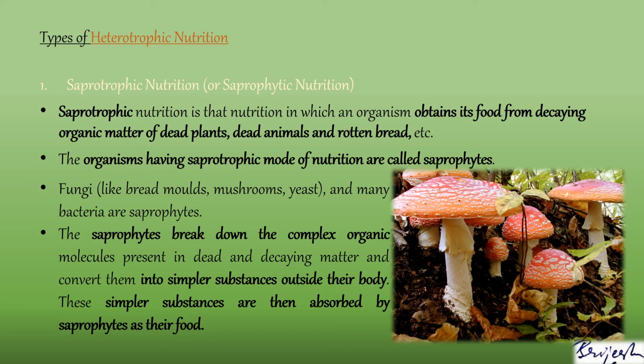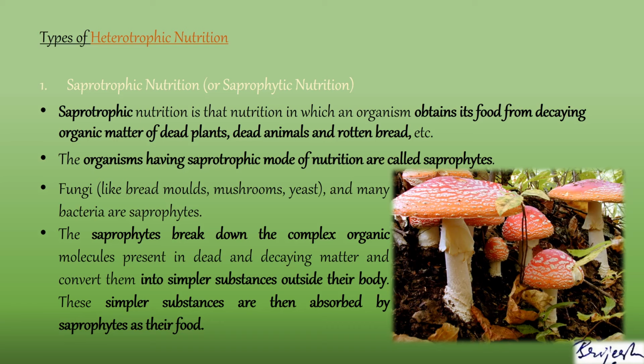First, we'll see saprotrophic nutrition. We can also call this saprophytic nutrition. So, saprotrophic nutrition is that nutrition in which an organism obtains its food from decaying organic matter of dead plants, dead animals, and rotten bread. Sapro means rotten. So, a saprotrophic organism draws its food from rotten wood of dead and decaying trees, rotten leaves, dead animals, and household waste like rotten bread.